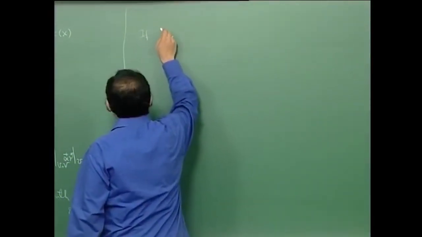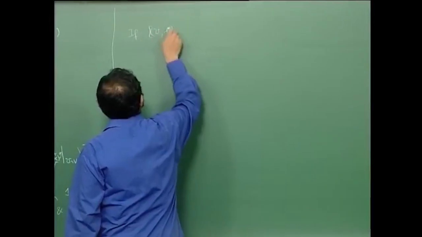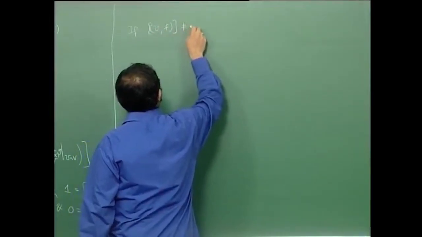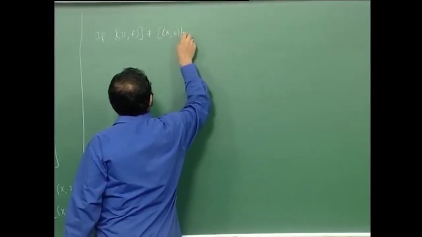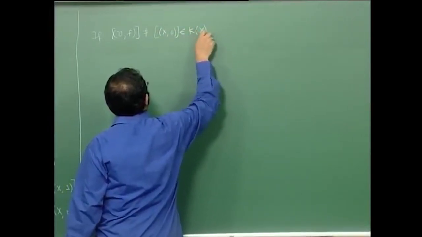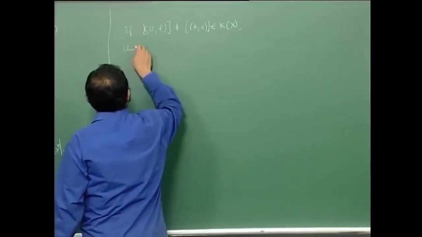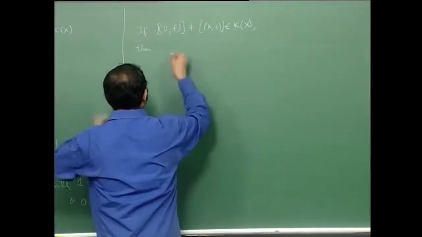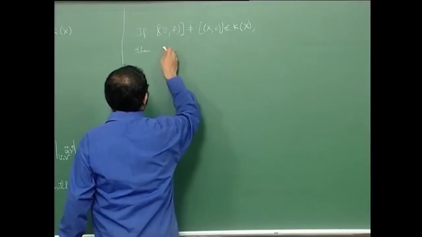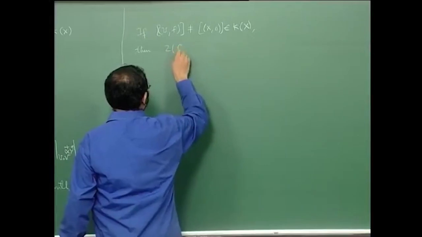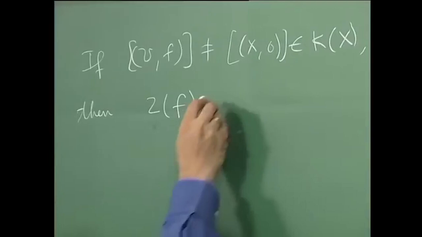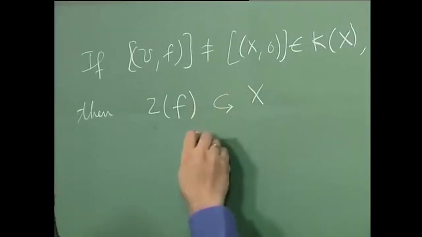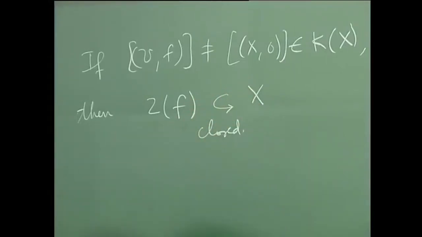So if you take (U, f) not equal to the zero element, the zero element being (X, 0) in K(X), then what I want you to understand is that you take Z(f), and Z(f) inside X will be a closed subset.